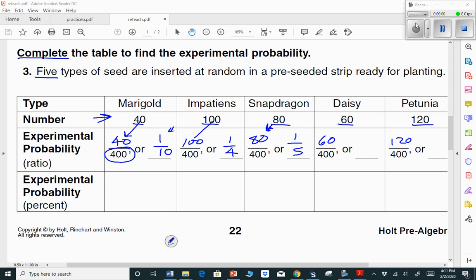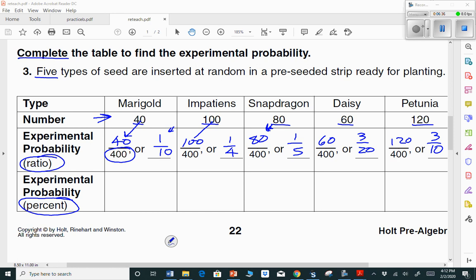And this one's going to be 6 out of 40, or 3 out of 20. And this one will be 12 out of 40, which would be 3 out of 10. Let me double check all those real quick. Okay, yeah, those are all right. Okay, so this first one they wanted as a ratio, and the next one they want as a percent.